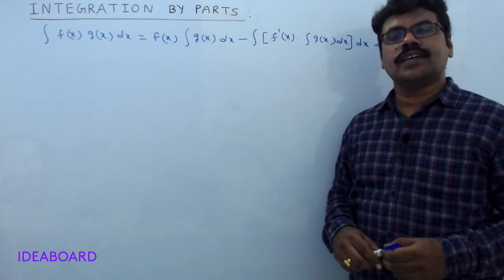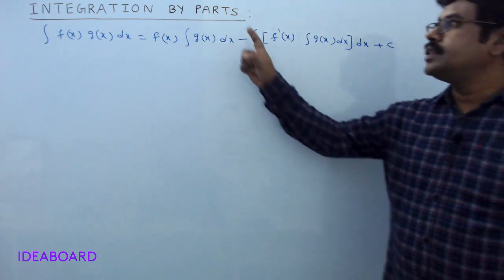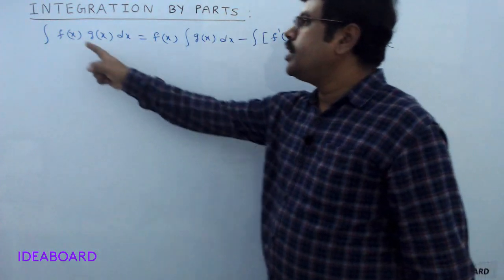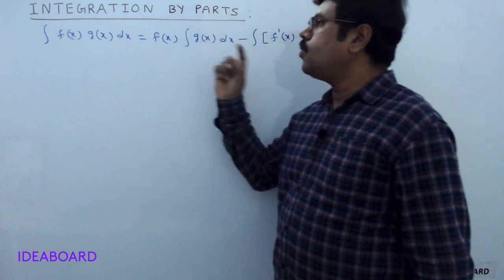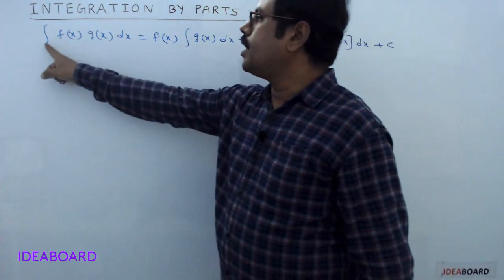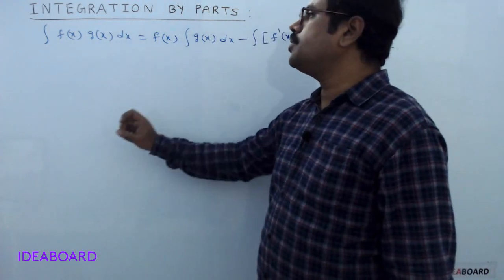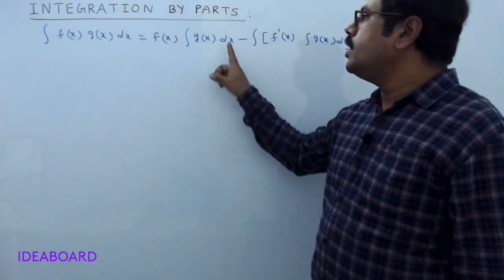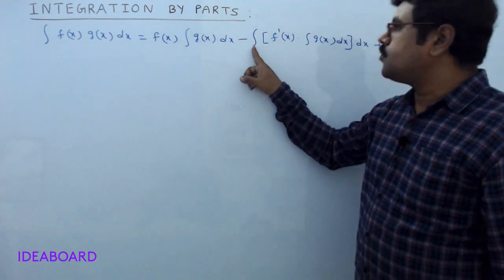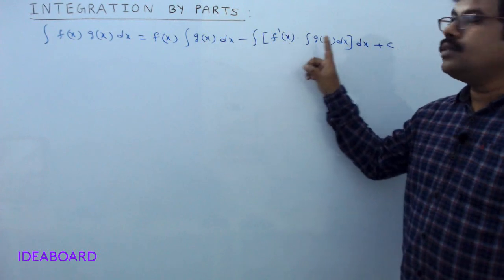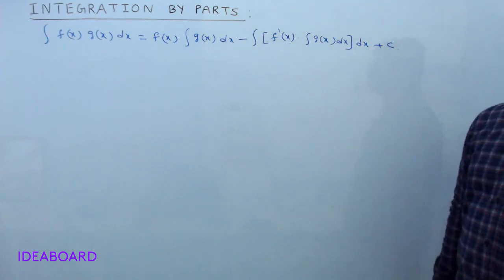Today we are going to discuss the integration by parts formula. Now this formula is used to integrate the product of two functions. What is this formula? Integral f of x into g of x dx equals f of x into integral g of x dx minus integral of f dash of x into integral g of x dx into dx plus some constant c.